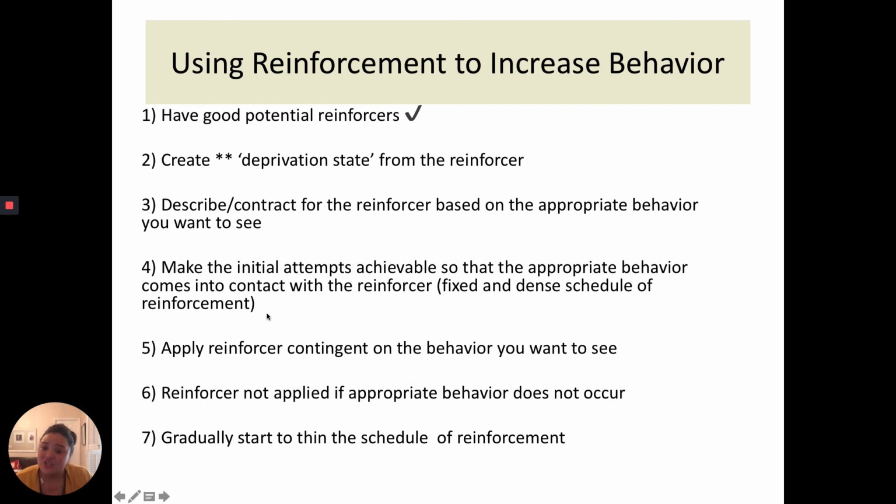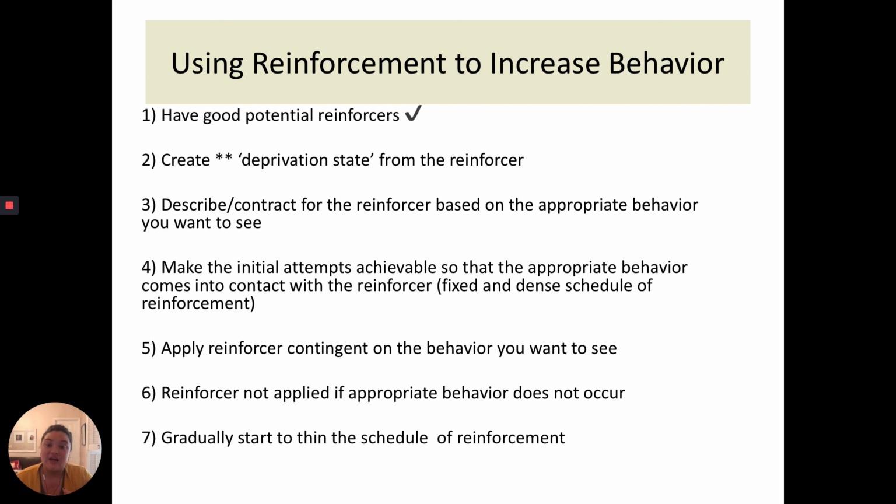Make sure that when you are initially building a behavior, so if this is a new behavior for the student, their initial attempts are achievable so that their appropriate behavior can actually get reinforced. So if we're talking about time on task, for instance, and Sarah's baseline, the amount of time that she stays on task regularly, is less than a minute, we don't want to set a goal of her sitting for 5 minutes before she accesses her reinforcer. Maybe we start off with a minute and a half. We want to make sure that our initial goal or criteria is actually achievable so that they can come in contact with the reinforcer.